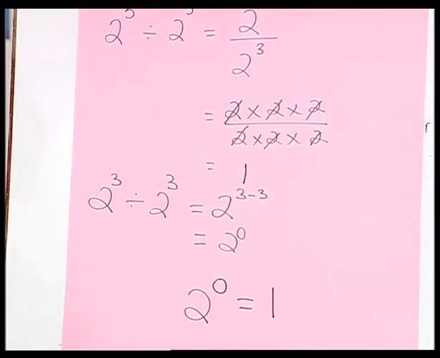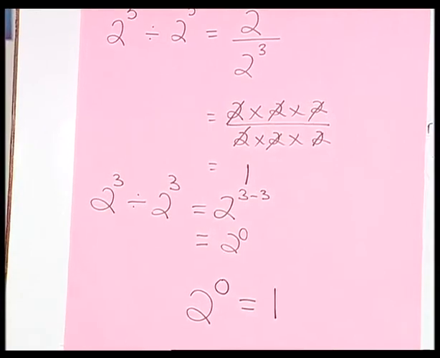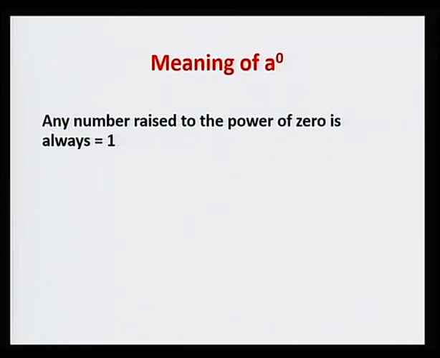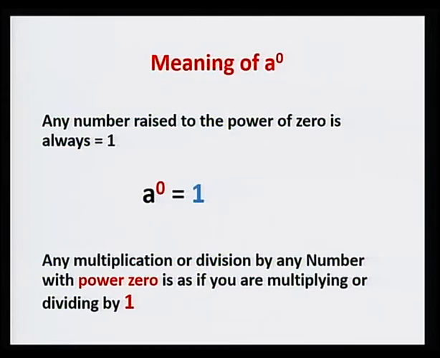This can be generalized as the meaning of a power 0. That is, any number raised to the power of 0 is always 1. Since a raised to the power of 0 is 1, any multiplication or division by any number to the power of 0 is as if you are multiplying or dividing by 1. Remember that any number raised to the power of 0 is always 1. Look at the following examples.